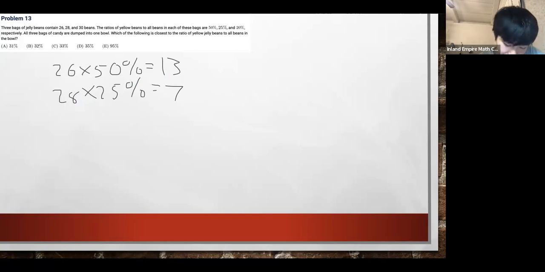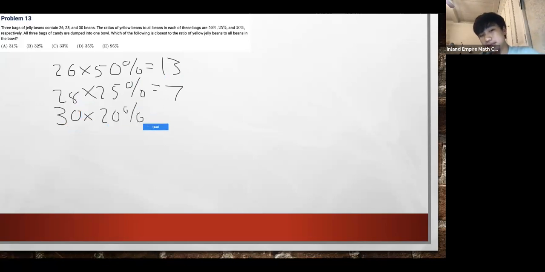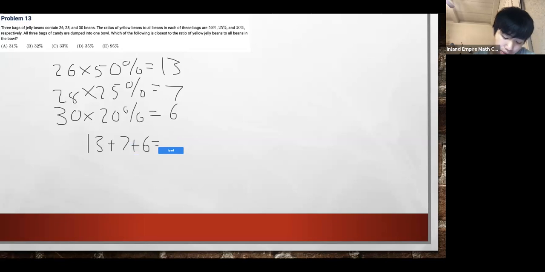And finally, for 30, you can multiply that by 20%. So 20% of 30 is the same thing as a fifth of 30. So 30 divided by 5 equals 6. And now that we have this, if we add all of these together, 13 plus 7 plus 6, we get the total number of yellow jelly beans, which is going to be 26. So 26 total yellow jelly beans.